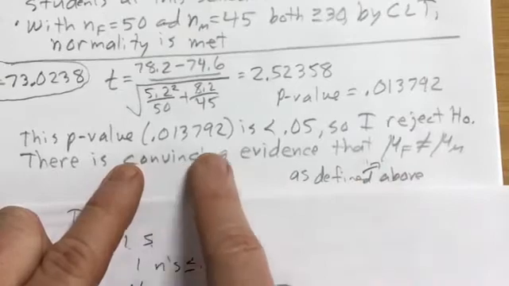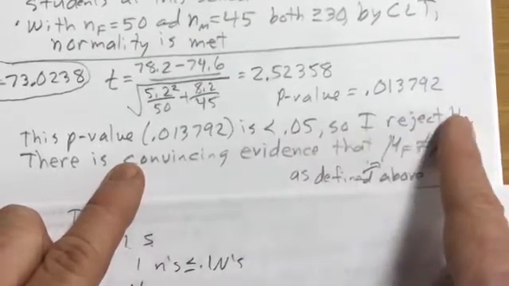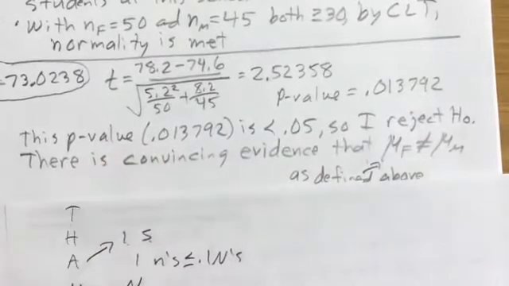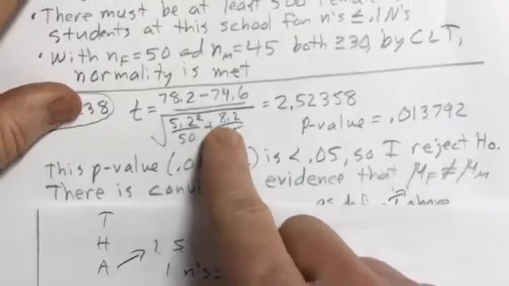Okay. If your p-value is greater than 0.05, you do not reject the null. You do not have convincing evidence that, and you restate the alternative again. So we've done that for a couple chapters now. Now let's talk about how to find that t-test statistic.